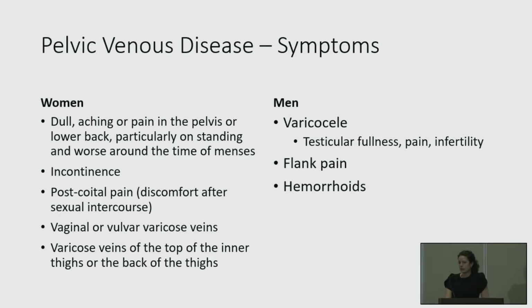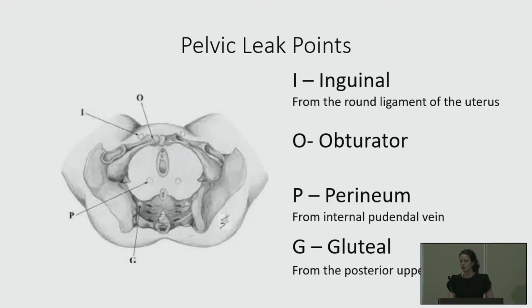They can also be presenting with vaginal or vulvar varicose veins, so when we're doing our physical examination, we can pick up on those. They can also have varicose veins on the tops of their inner thighs and the backs of their thighs. Men are going to be presenting with varicoceles, which can result in testicular fullness, pain, or even possibly infertility, flank pain, and then hemorrhoids.